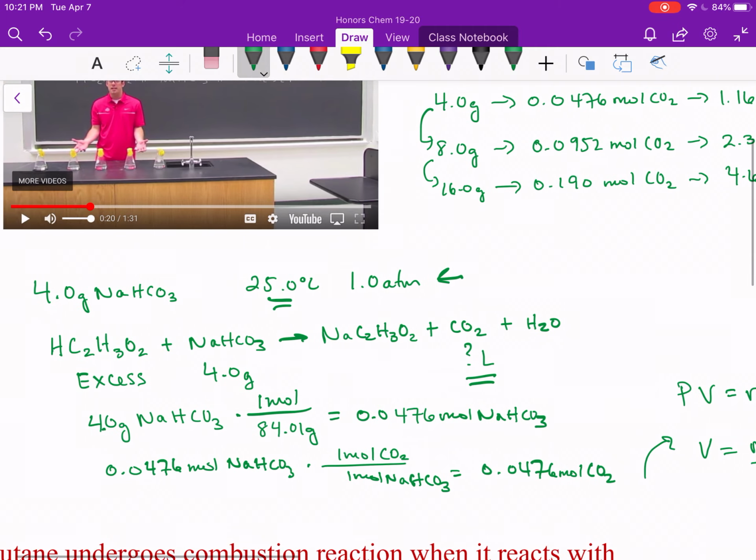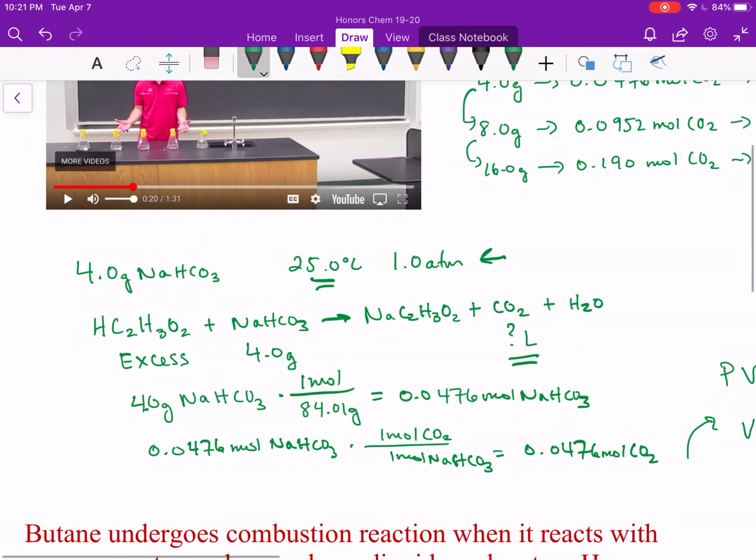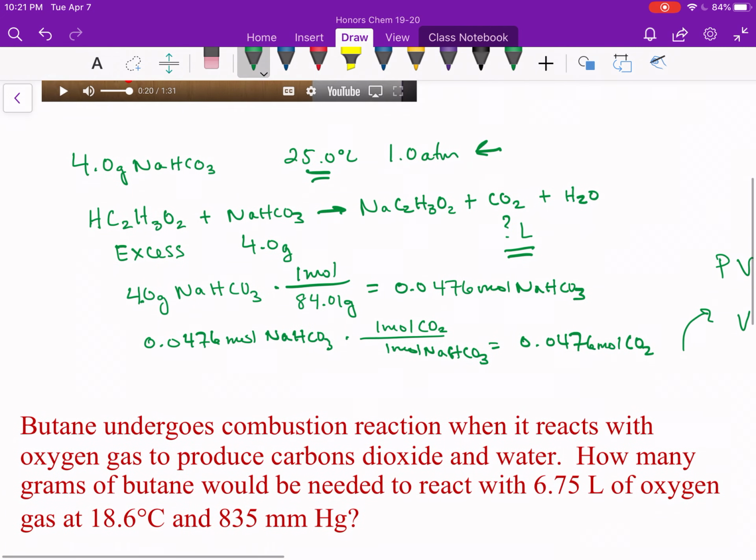So let's look at another example. In this particular example, butane undergoes a combustion reaction when it reacts with oxygen gas to produce carbon dioxide and water. How many grams of butane would need to react with 6.75 liters of oxygen gas at 18.6 degrees C and 835 millimeters of mercury?